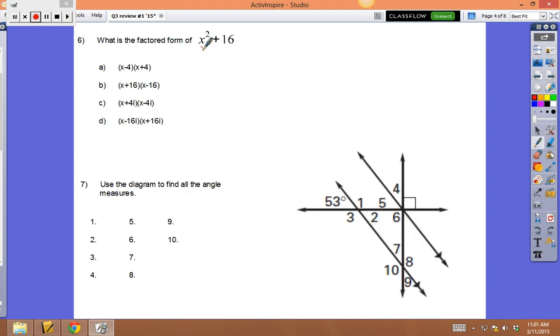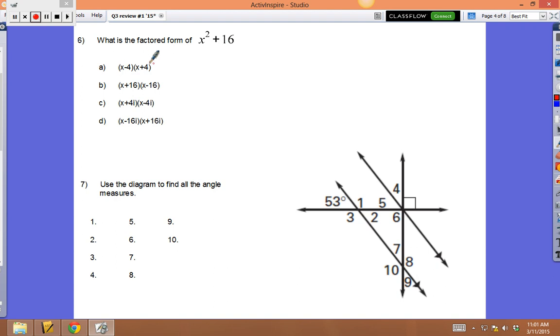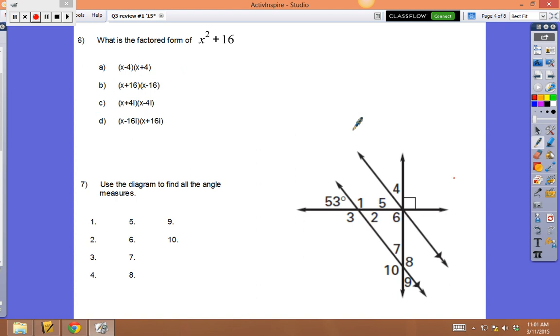Okay, the factored form of x squared plus 16. If you go through them one at a time and you distribute, that's going to give you x squared. X times 4 is going to give you a 4x. Minus 4 times x is a minus 4x. And minus 4 times 4 is a minus 16. Those will zero out, but the problem is you got a negative 16 and they need a positive 16. The answer is C. And here is why.